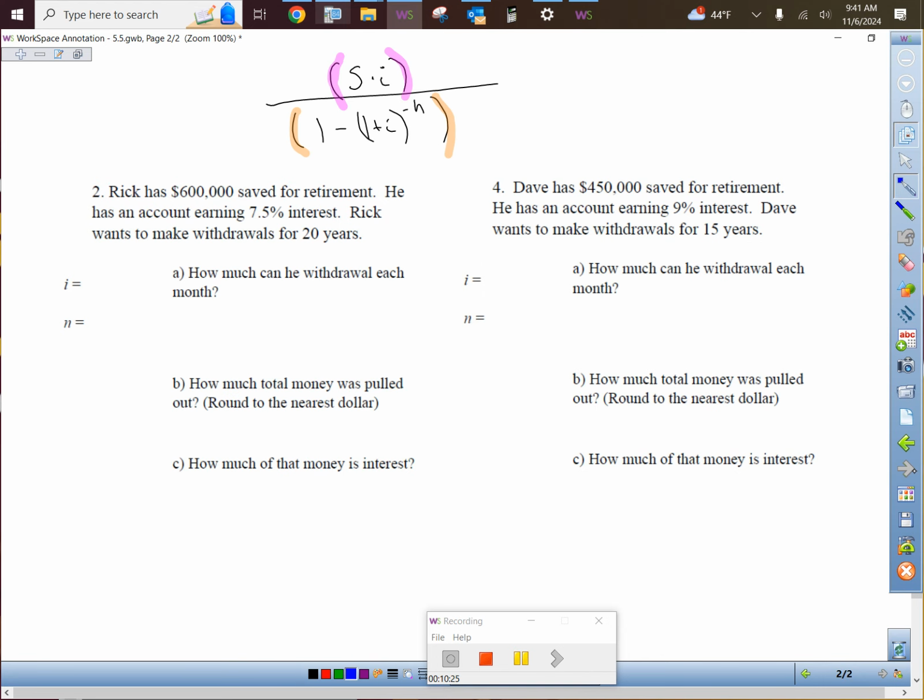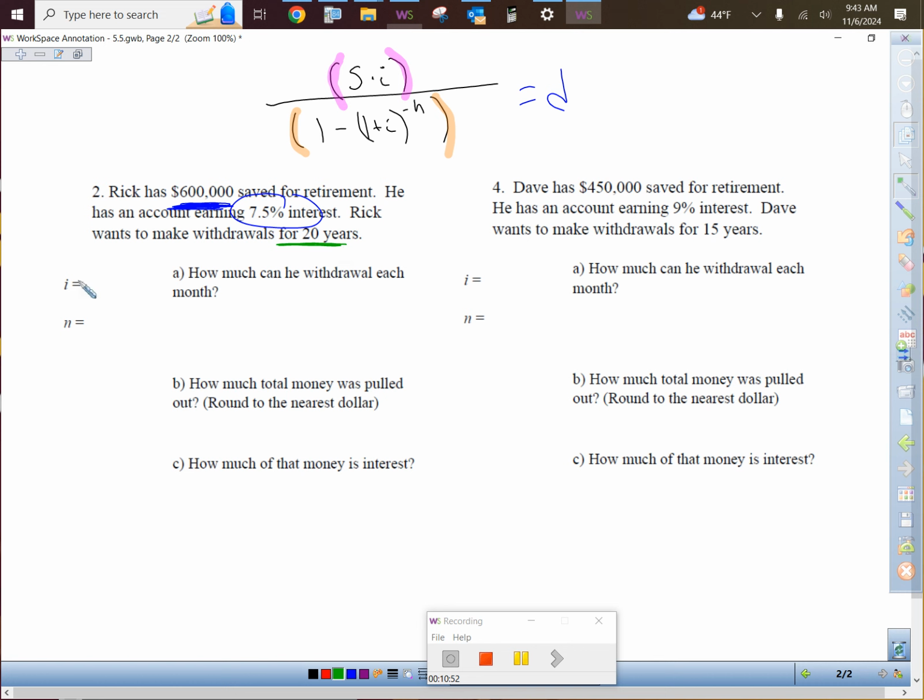Let's write this formula down. First, in that spot, we'll write it down. So in this formula, they are asking us, how much can he withdraw? This is more of a realistic style of a question because we know Rick has $600,000 for his retirement because he saved it his whole working life. He's going to earn this much interest when he puts it into this annuity. He wants to make withdrawals for 20 years. They say, how much can he pull out? How much money can he do every month?